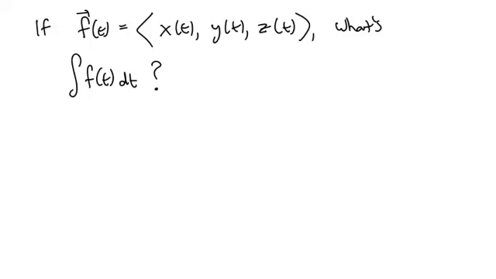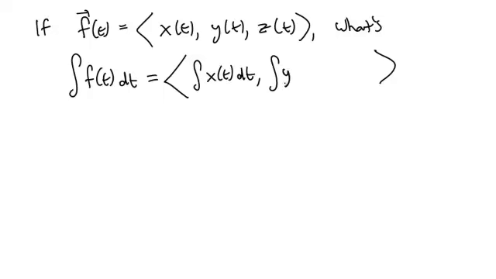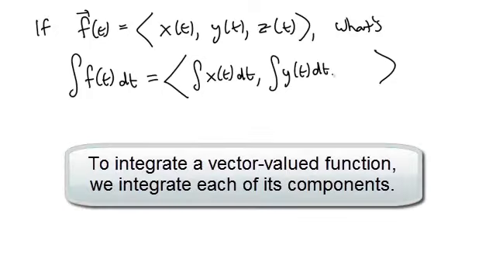Well, the last of the main limits that we talk about in Calc 1 is the integral. And so it's natural to ask, if you have a vector-valued function f of t equal to the vector x of t, y of t, z of t, then what's the integral of f of t dt? Well, given what we've seen so far, you want to take the domain, you do it component-wise. You want to take a limit, you do it component-wise. You want to take an integral, you do it component-wise. It makes sense that if you want to integrate a function, you integrate it component-wise.